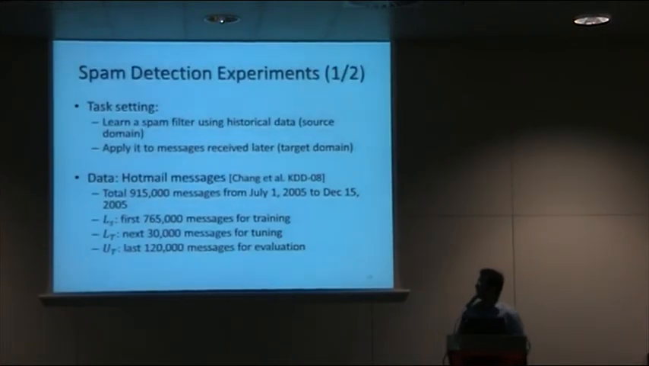So the next example is of spam detection. The task setting is you want to learn a spam filter using historical spam data and apply it to messages which are received later on. So what we use is this data set by Hotmail. About 1 million messages received over some time period. 250,000 are used as labeled source data. 30,000 are used for labeled target data, and the rest are used for evaluation.